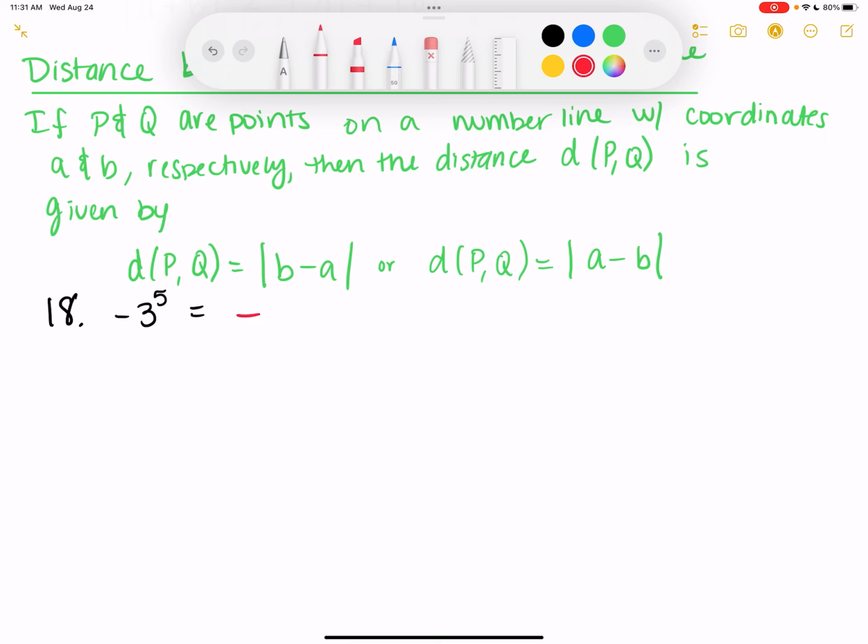3 times 3. So 3 times 3 is? 3 times 3 is 9. And then 3 times 3 is? 9. Okay, so 9 times 9 is? Yes. 81. And then multiply by another 3. But yes, it is 243.